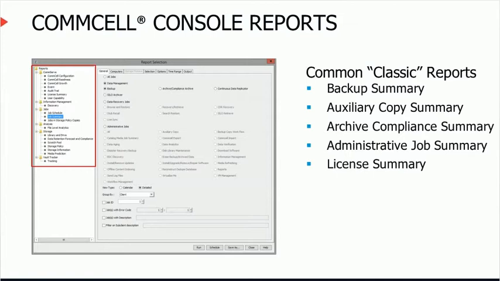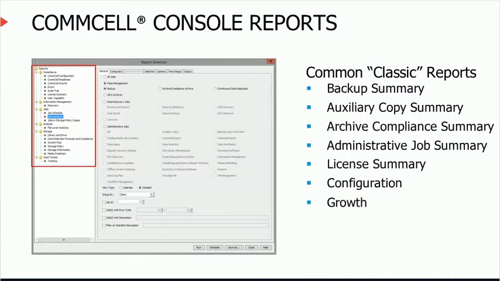The license summary report that provides information about the licenses available in the CommCell and which systems are using those licenses. The configuration report that provides a high-level view of the settings that are configured for a CommCell, including properties, alerts, users and user groups, index caches, storage policies, etc.